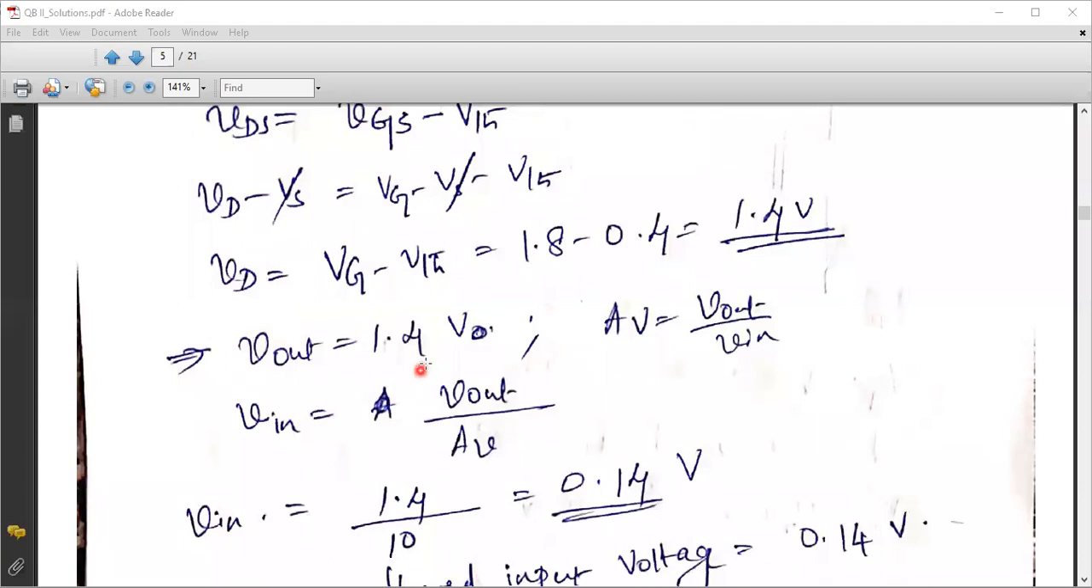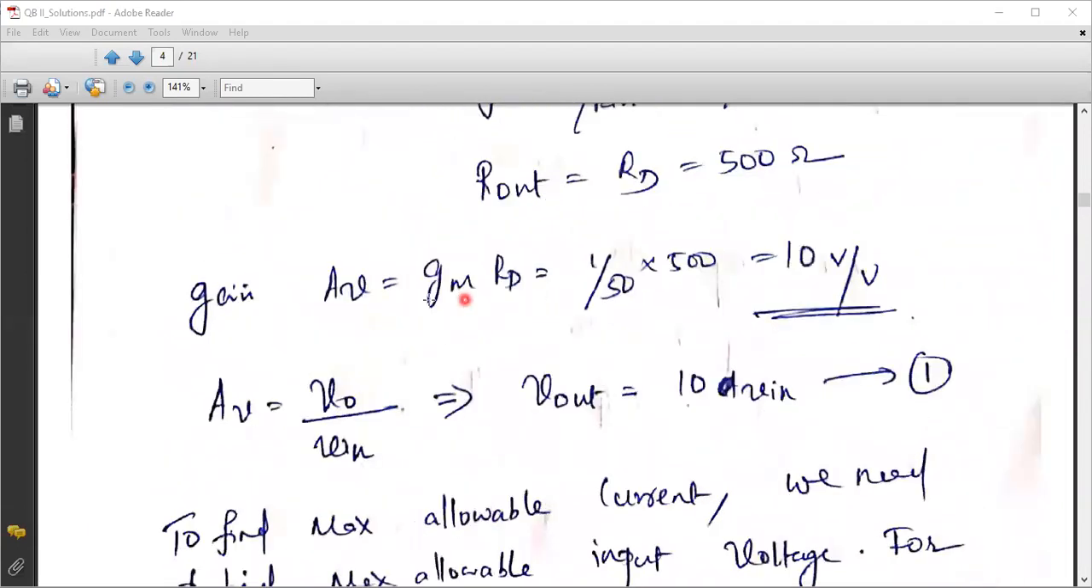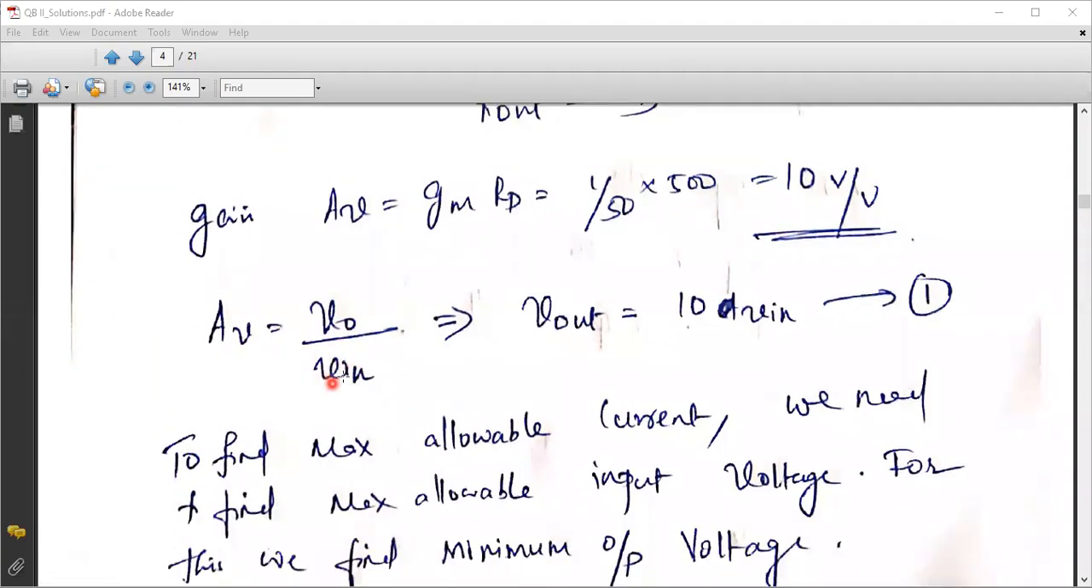So Vout is 1.4 volt. Now we can find the input voltage because already we have computed the gain, right? What is gain? 10. Gain is 10. So substitute the gain and the output voltage and let me know what is the input voltage that you get. We have the gain as 10 and output voltage is 1.4 volt. Accordingly, compute Vin. That will be the maximum allowable input, which is given to the gate of your MOSFET.